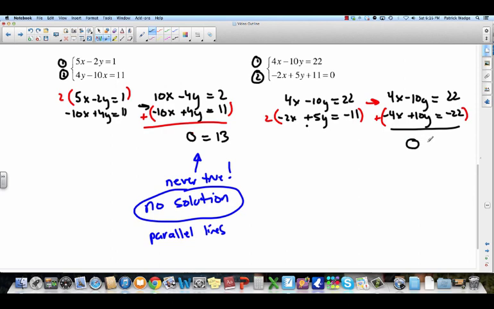So again, we end up with 0 on this side. 22 plus negative 22 is 0. So we get 0 equals 0. Is this true? Yeah, that's true. 0 is equal to 0. So this is always true.